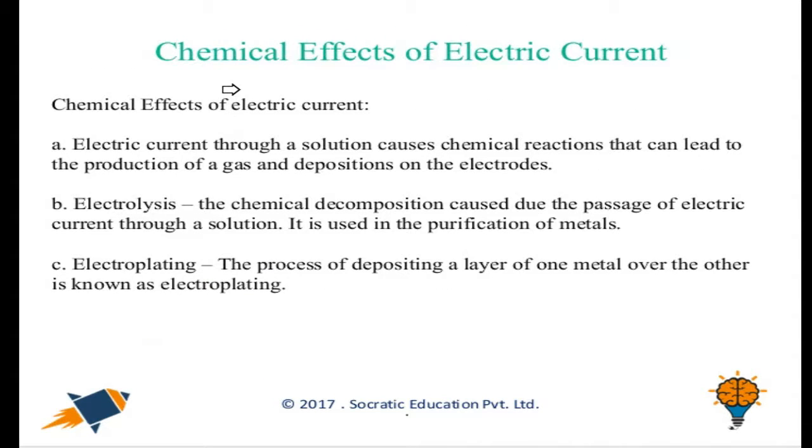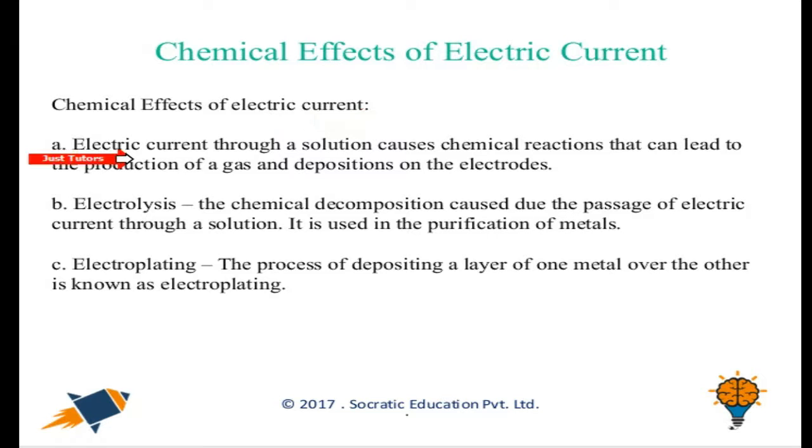So now let us have a look at the chemical effects of electric current. The passage of an electric current through a conducting solution causes chemical reactions. As a result, bubbles of a gas may be formed on the electrodes. Deposits of metals may be seen on the electrodes. Changes of color of solution may occur. The reaction would depend on what solution and electrodes are used. These are some of the chemical effects of the electric current.